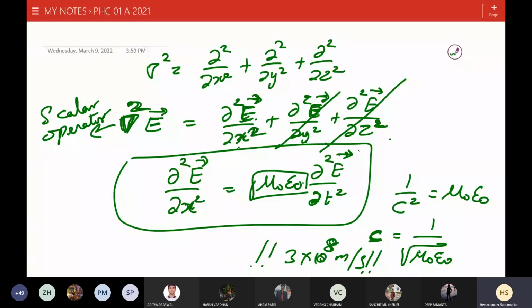Okay, epsilon naught and mu naught were measured using simple static instruments. They had nothing to do with light. They had nothing to do with electromagnetic waves. But when you just plug them together in this exact form, you get the wave equation. You get the wave velocity of light. It's amazing. It was a big revelation. Right? He must have been ecstatic.